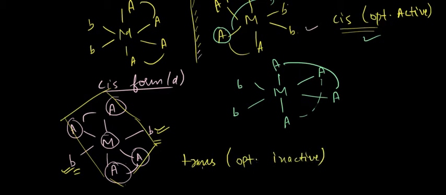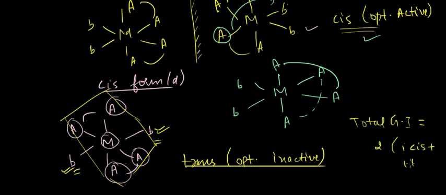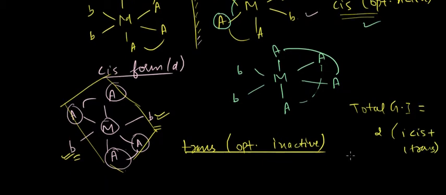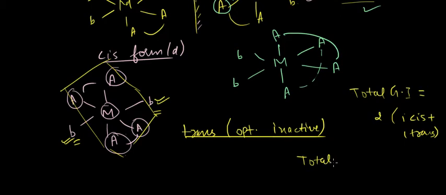So the total number of geometrical isomers here would be 2, 1 cis and 1 trans, and the total stereoisomers here would be 3, because the 1 cis geometrical isomer is also optically active. So that number would be 3.